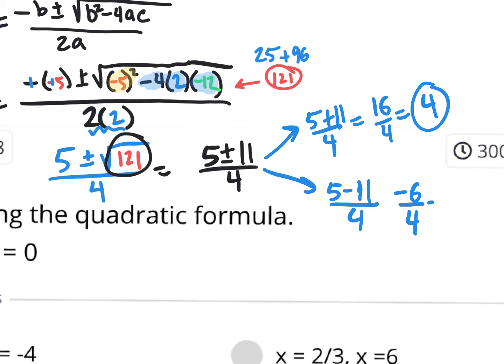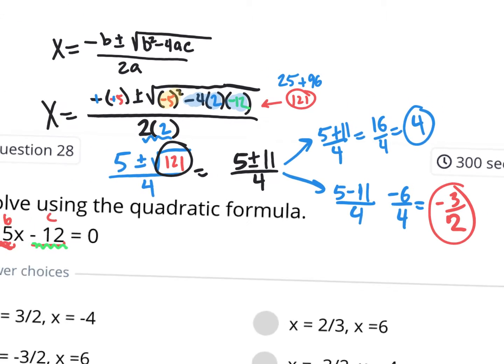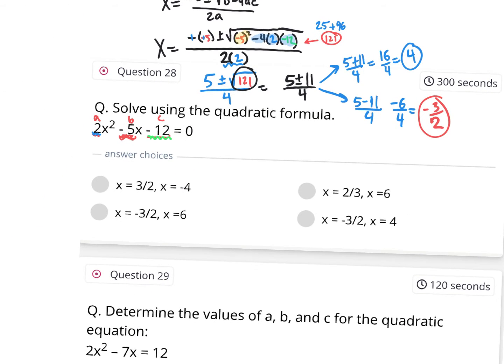And -6 divided by 4, you can't really do that. If it were a -8 divided by 4, it'd be -2. But right here, 6, you cannot divide by 4. But you could reduce this fraction, and it'll become -3 halves if you reduce by 2. So the 2 answers are +4 and -3 halves. And you could clearly see that it's right there, +4 and -3 halves. There is your answer. Let's move on to question 29.